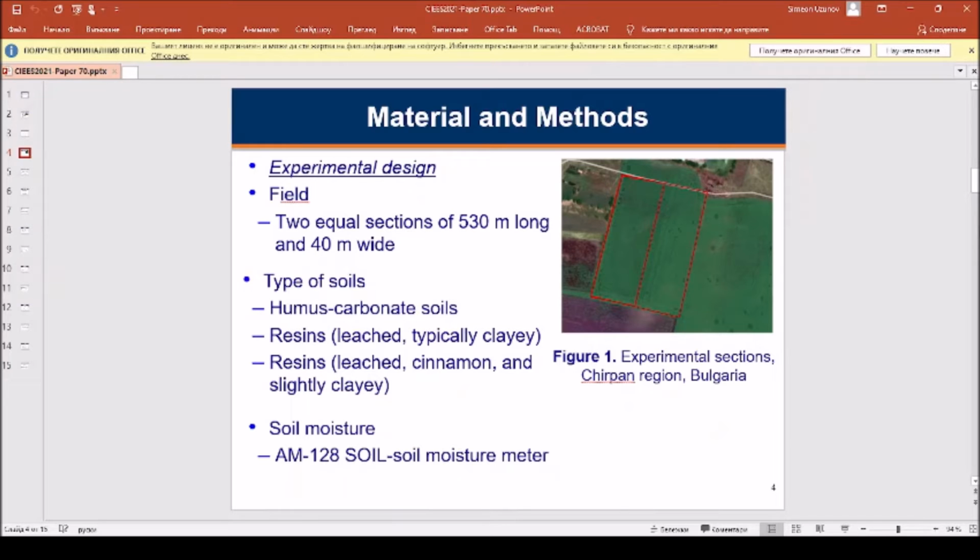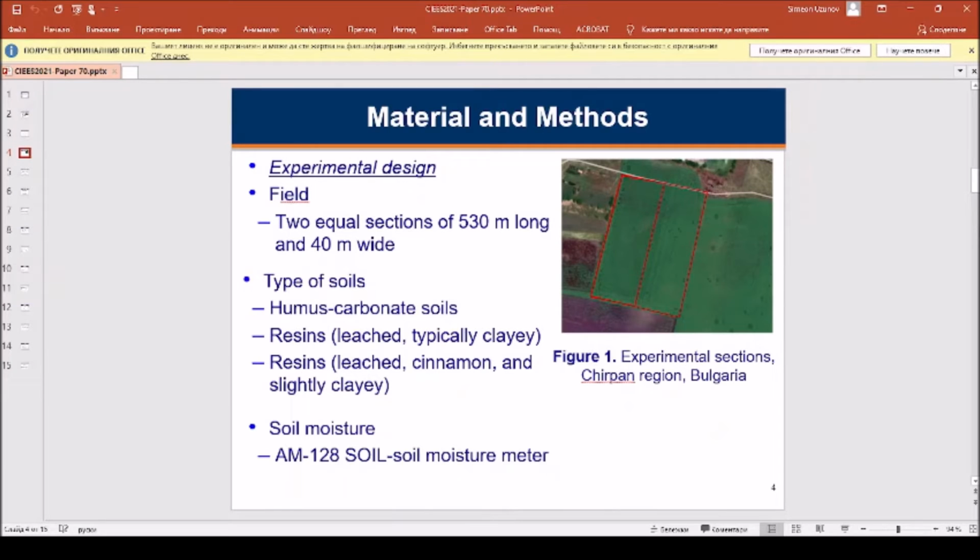Humus carbonate soil predominates for the most part, but there are also traces of resin leached, typically clayey, and resin leached cinnamon, slightly clayey. Data of soil moisture has been taken with an IM128 soil moisture meter.